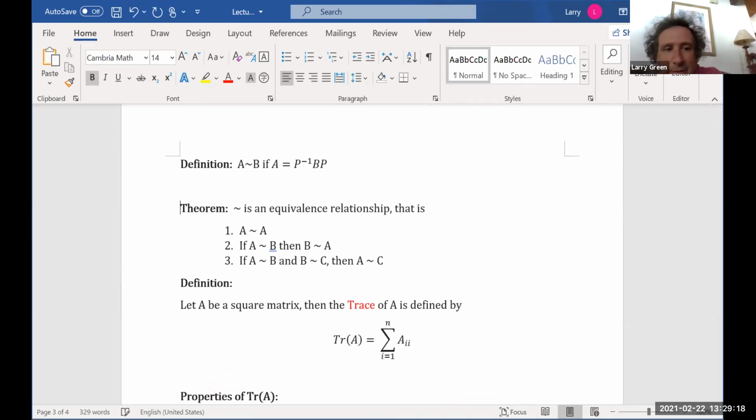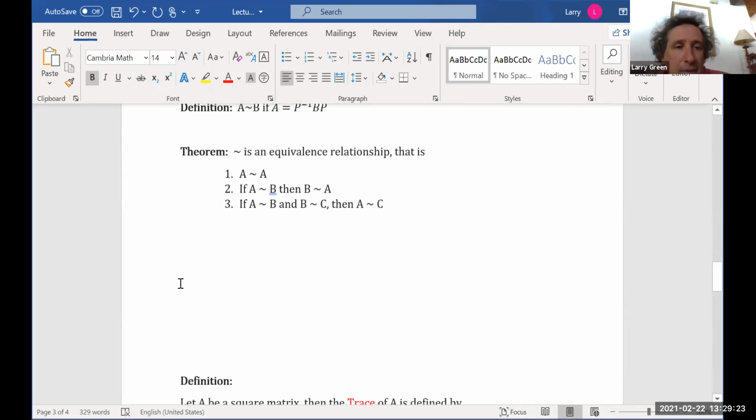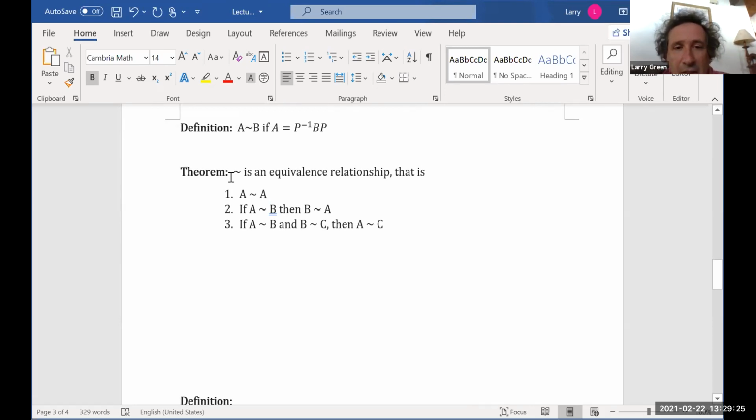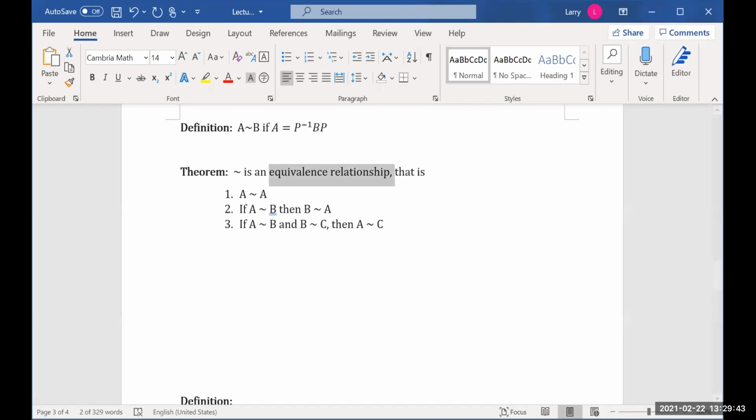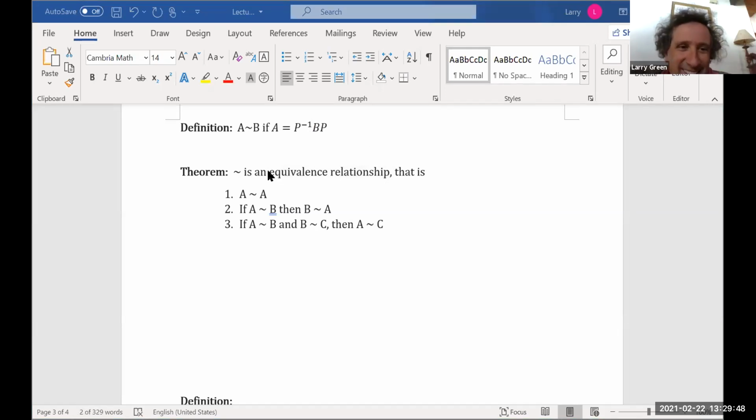So then comes the big theorem about that definition of similarity. The theorem is that similarity is an equivalence relationship. Have you learned that word outside this class before? What it means for two things to be equivalent? In math, yeah, definitely math. Or heavy science, but basically math.